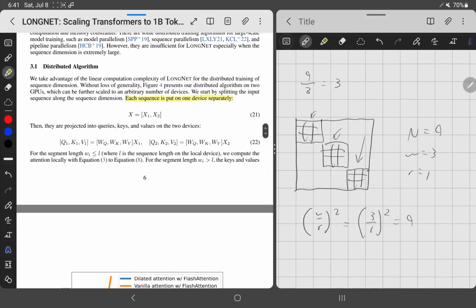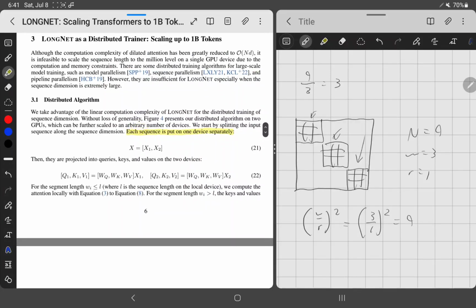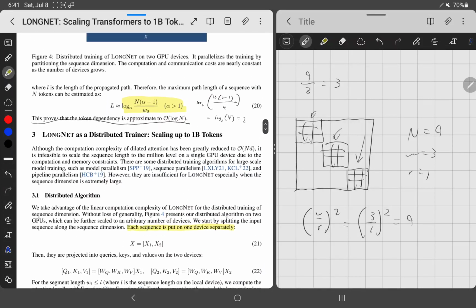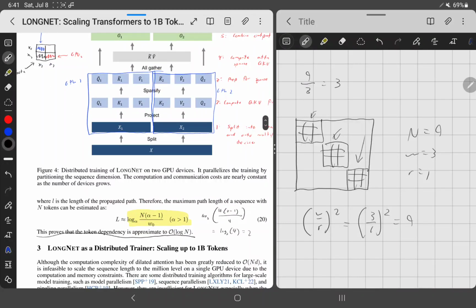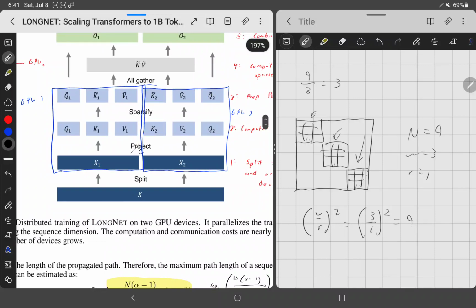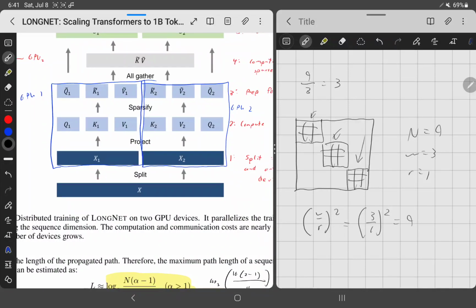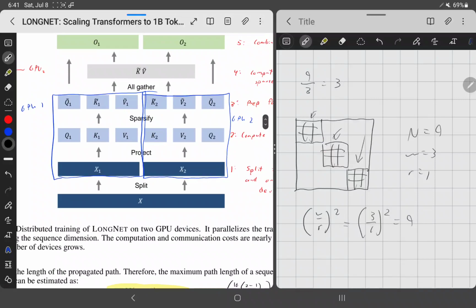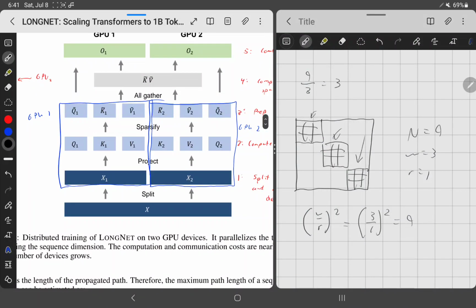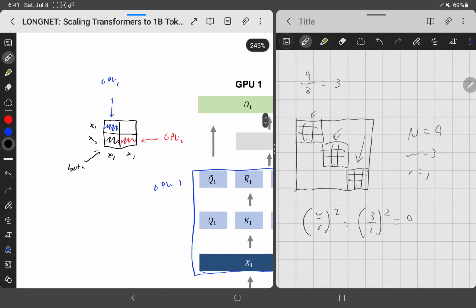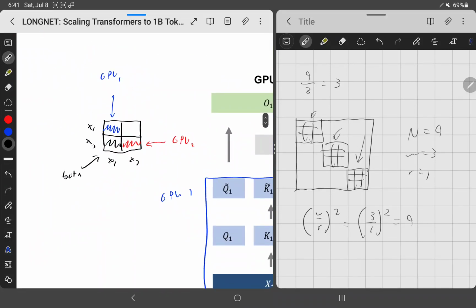Additionally, they note that you cannot do this on a single GPU because you can't put a billion tokens on a single GPU. So what they do is they split X, our original sequence, into G sequences, where G is the number of GPUs. So you split this up evenly. You compute your queries, keys and values, but the problem is, like I show here, if you have x1 and x2, then x1 and x1 attend to each other. That's fine. x2 and x2 attend to each other, but you need to have this shared value.